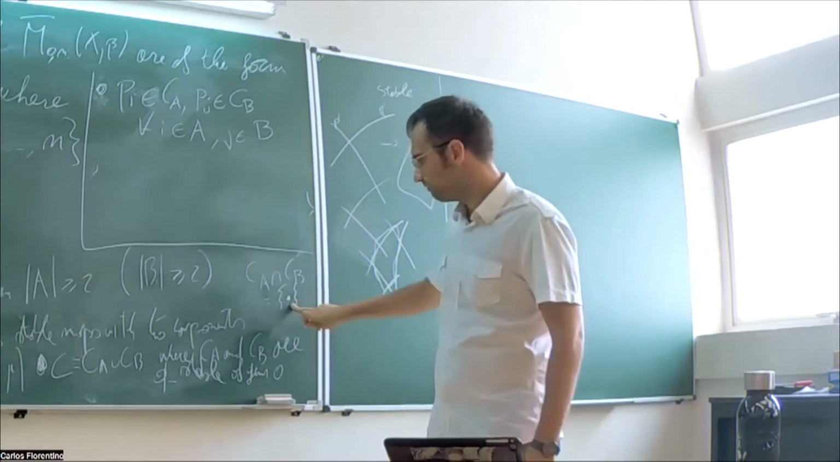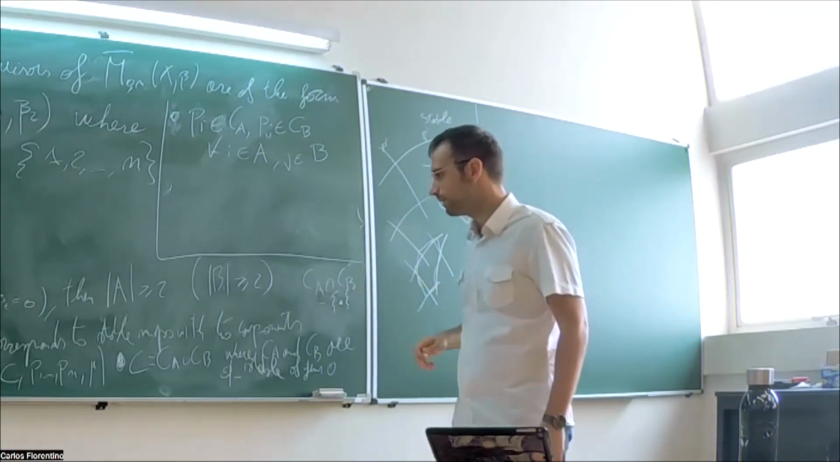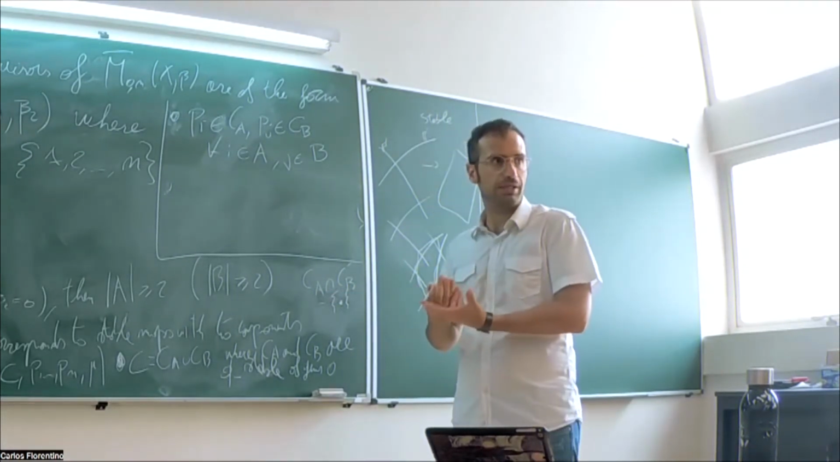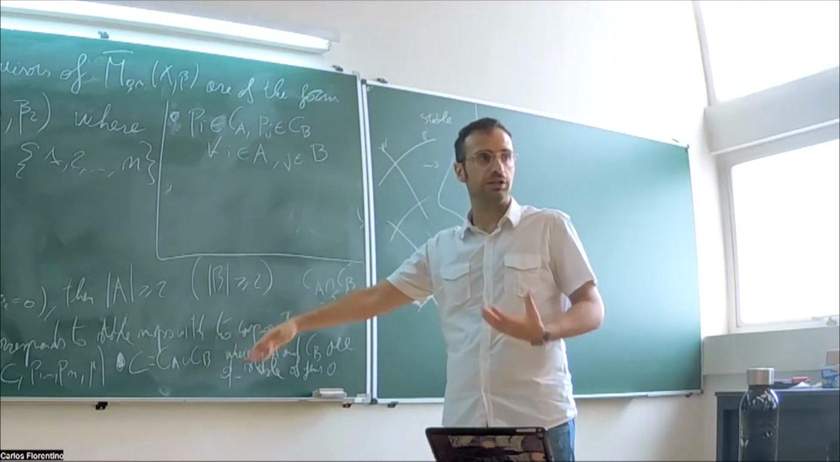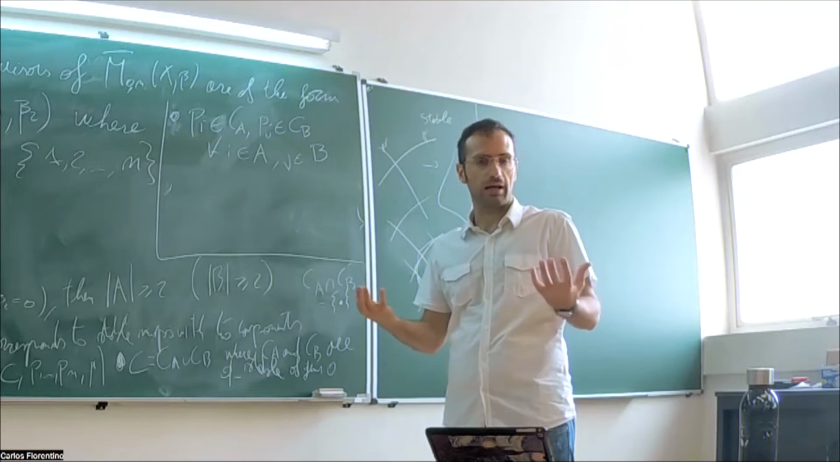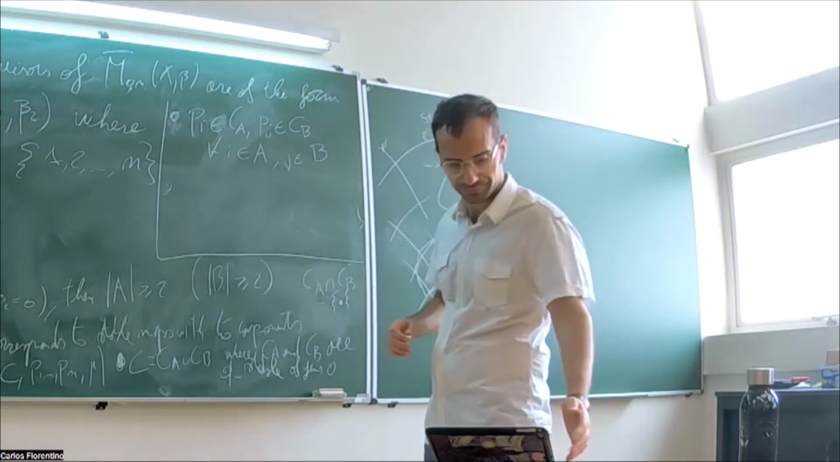So if this is the intersection point between CA and CB, it must be at least 1 point, because C by definition is connected. So I cannot have 2 irreducible components with 0 intersection.